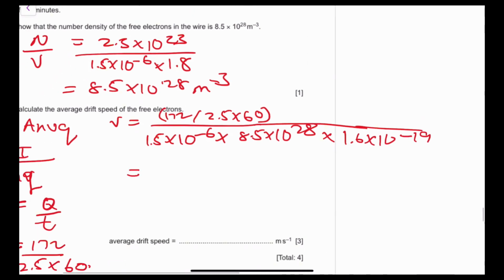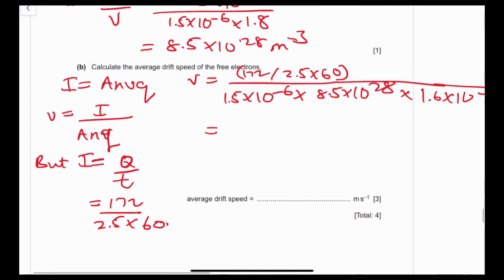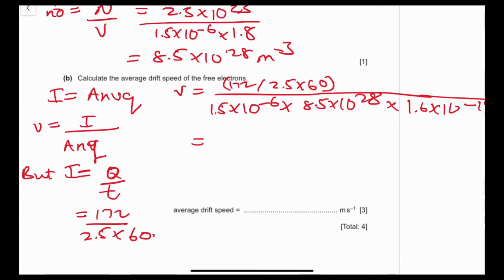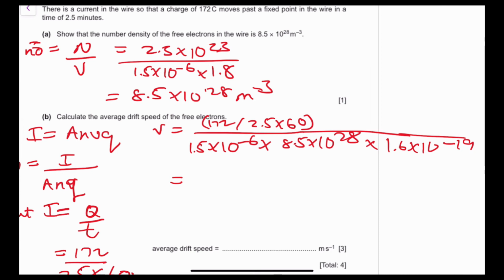I highly recommend that you break down these calculations. First, find the value of I separately, then find the other quantities. You can even store them in your calculator so that you get a value of V that is as accurate as it can possibly be. And your answer becomes 5.6 times 10 to the power of negative 5. So it's 5.6 times 10 to the power of negative 5.